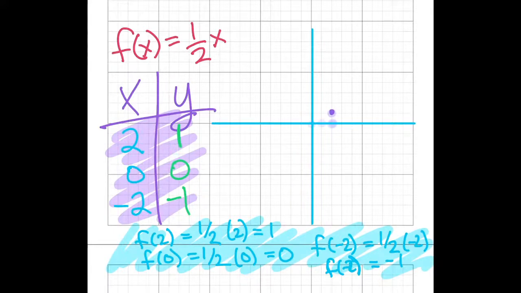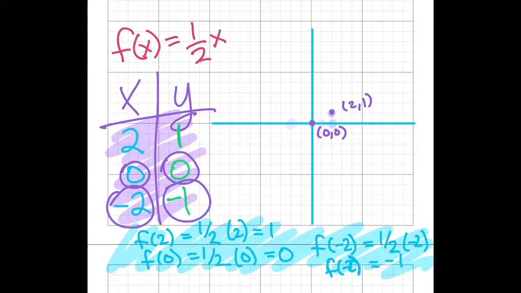Our next point says to go to 0 and don't go up anymore. So congratulations, we're done for that point, okay? All right, and then our last point says to go to negative 2. And then it says to go down 1. So let's do that. We're going to go down 1. And so our point should be right here. Let's connect those points.